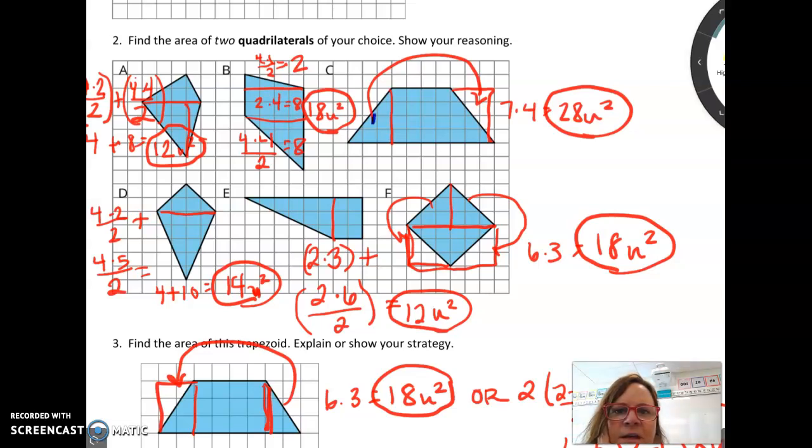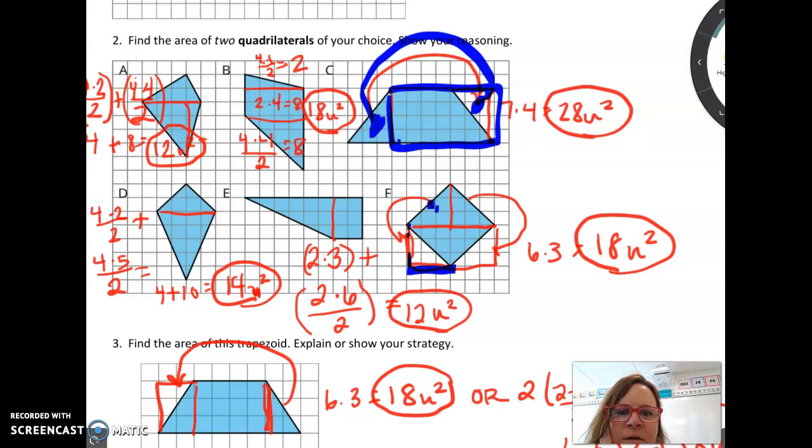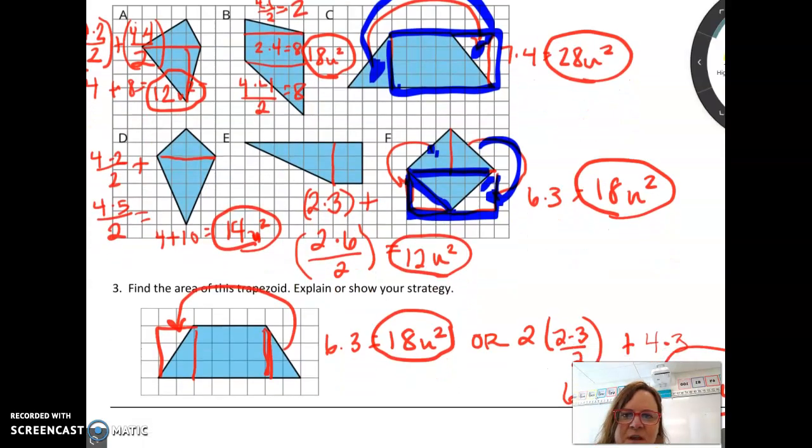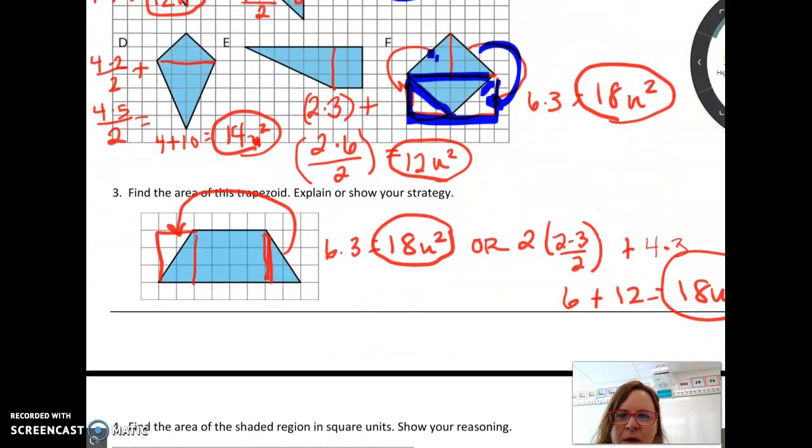So like on C, I took this chunk and I moved it over here so I could make a rectangle. And I did that same thing on F. I moved this triangle down here. And then I moved this triangle down here so I could make an entire rectangle. So just something to keep in mind. Check your answers there, pause if you need to. But I will talk about number 3, how I got this answer.